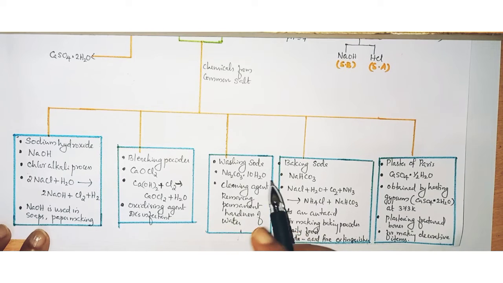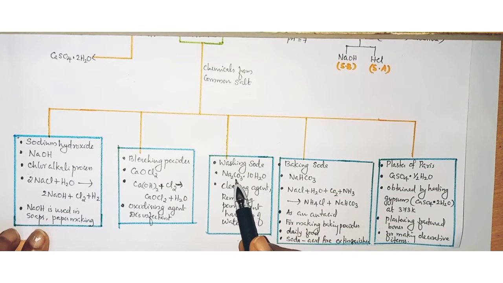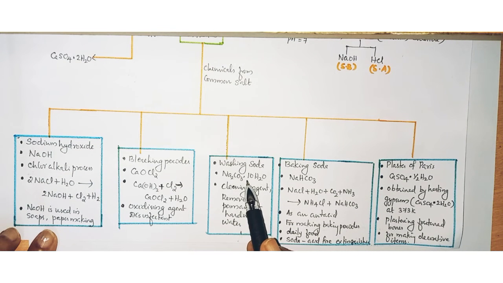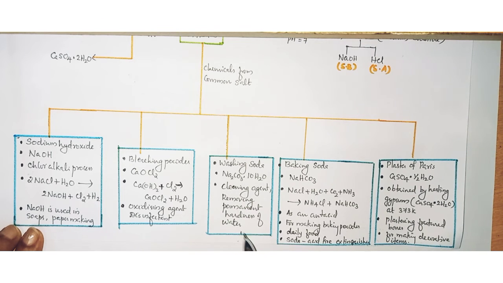Then another important chemical is washing soda. This is Na2CO3.10H2O, which is called sodium carbonate decahydrate. So it acts as a cleaning agent. It can be used to remove permanent hardness of water.